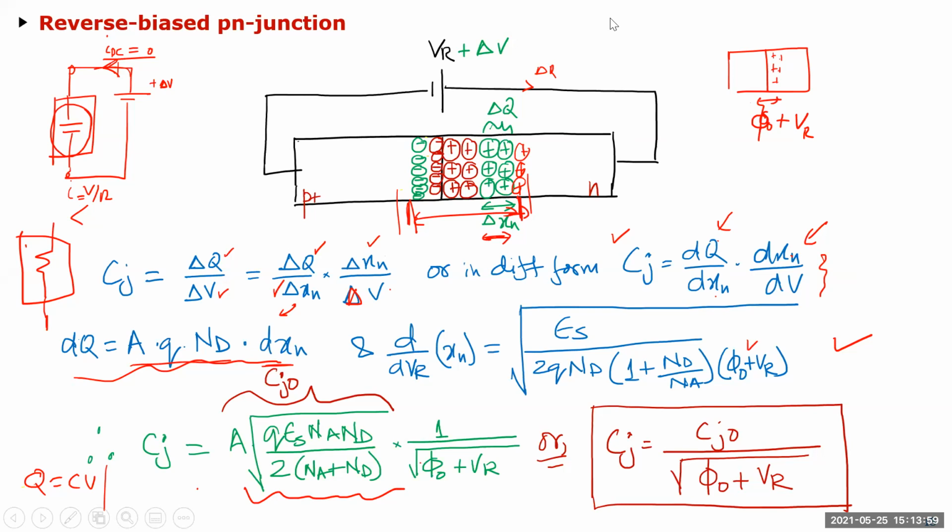There is a square root of potential voltage in the final equation. Cj is equal to Cj0 by that term. So is it linear or nonlinear? Nonlinear. Okay, so there is a voltage dependency.